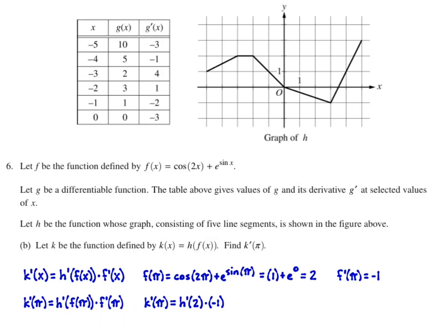So now we have to figure out what h prime of 2 is. So that's looking at this chart here. Since this is the graph of h and we want the value of h prime, we have to look at the slope of this curve, or the slope of this function at 2. So this is just a matter of finding the slope of that line, which is negative 1/3. And then times negative 1 gives you 1/3. Points on this, you're going to get 1 point for figuring out what k prime of x is, and 1 point for figuring out the value of k prime of pi, so your final answer.